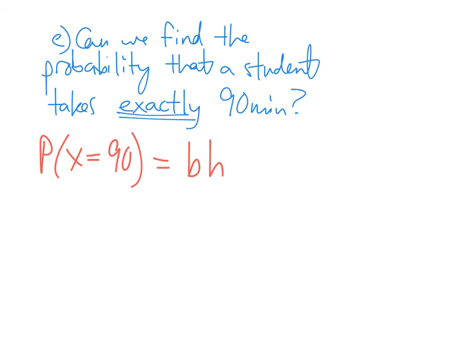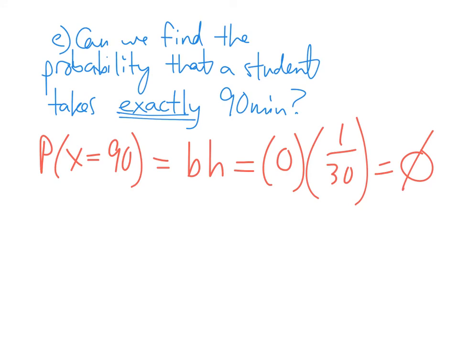And recall, for the entire data set, which starts at 65 and ends at 95, it's 100% complete, which led us to a uniform probability of 1 out of 30. So under this model, exactly 90 would have a base of 0, and the uniform probability is 1 out of 30, which means the probability that a student takes exactly 90 minutes is going to equal 0. It's not possible to take an exact value under a continuous model.